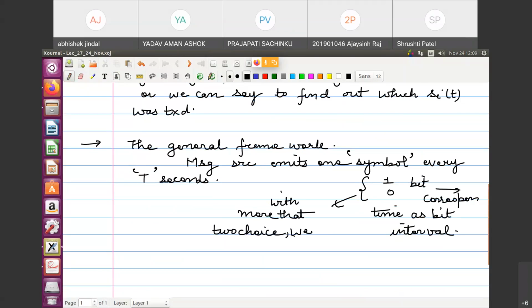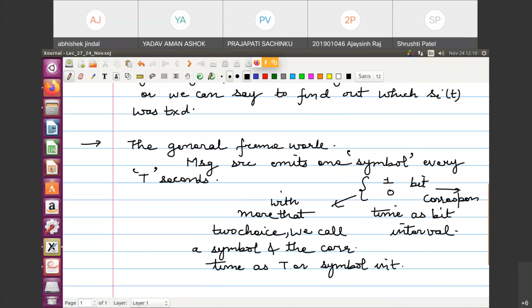we call it a symbol, and the corresponding time as T or symbol interval. Okay. So this is quite straightforward, you can see.